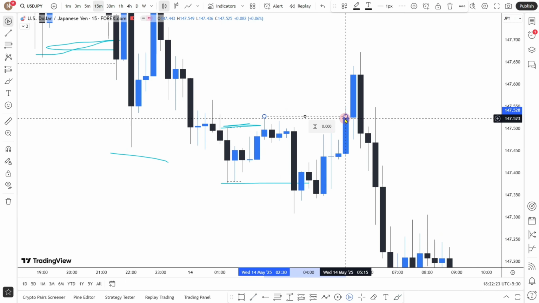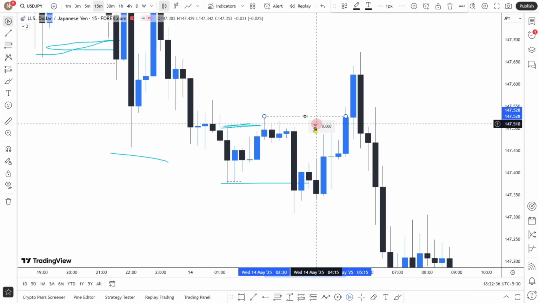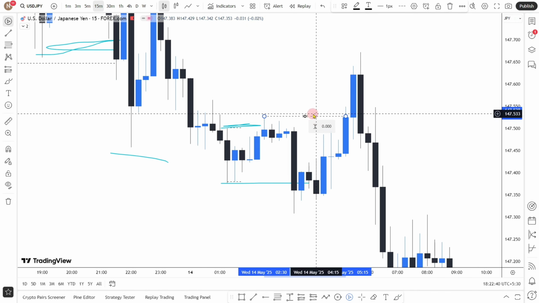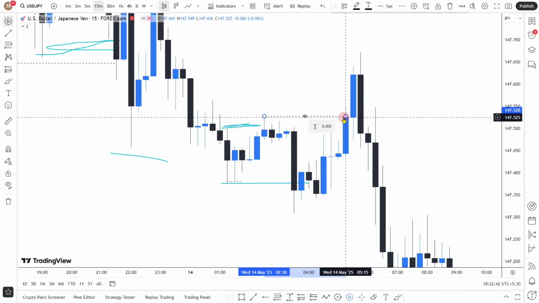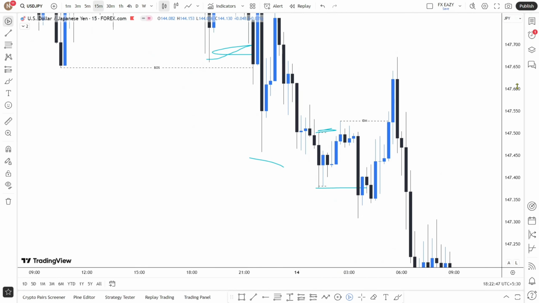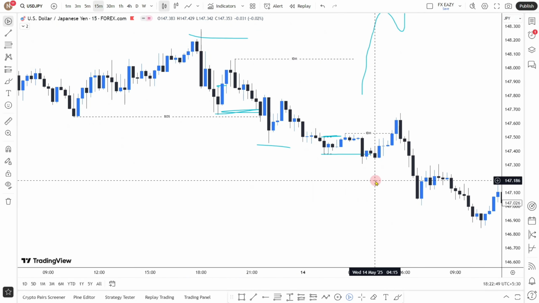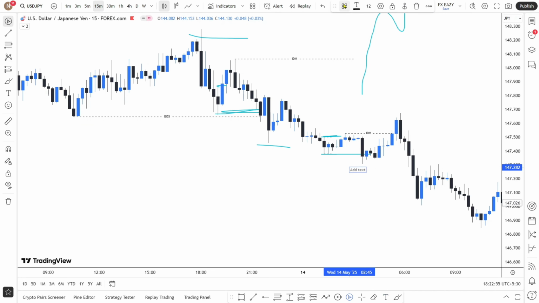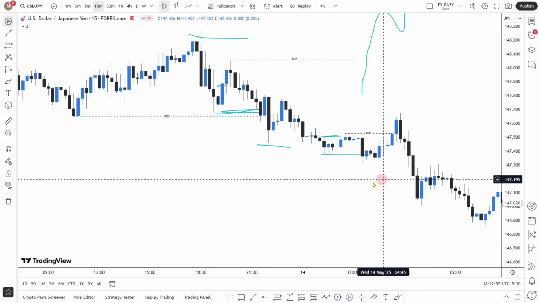This move that formed here is our inducement point. This one is a valid pullback, so this one is our inducement point, and our BOS is now confirmed. At this level, if we mark here, this one is our lower low point.